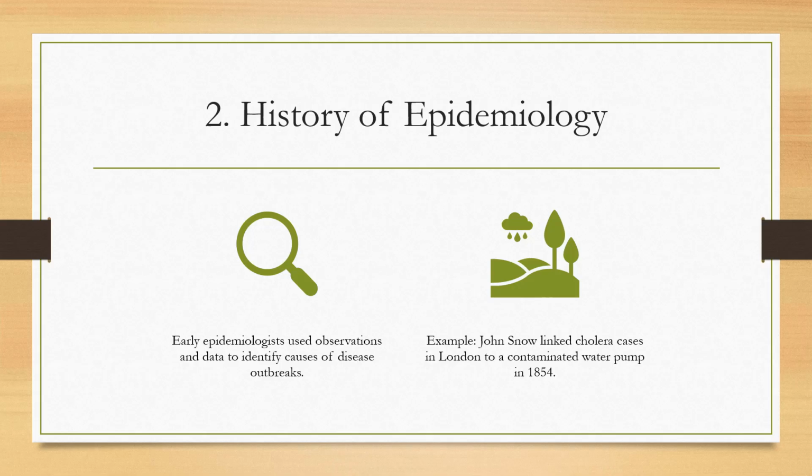However, Snow carefully mapped the cases and interviewed residents. He found that people using that pump were much more likely to become sick. After officials removed the pump handle, the outbreak slowed down. This investigation showed how observation and data analysis could identify the source of disease and improve public health.